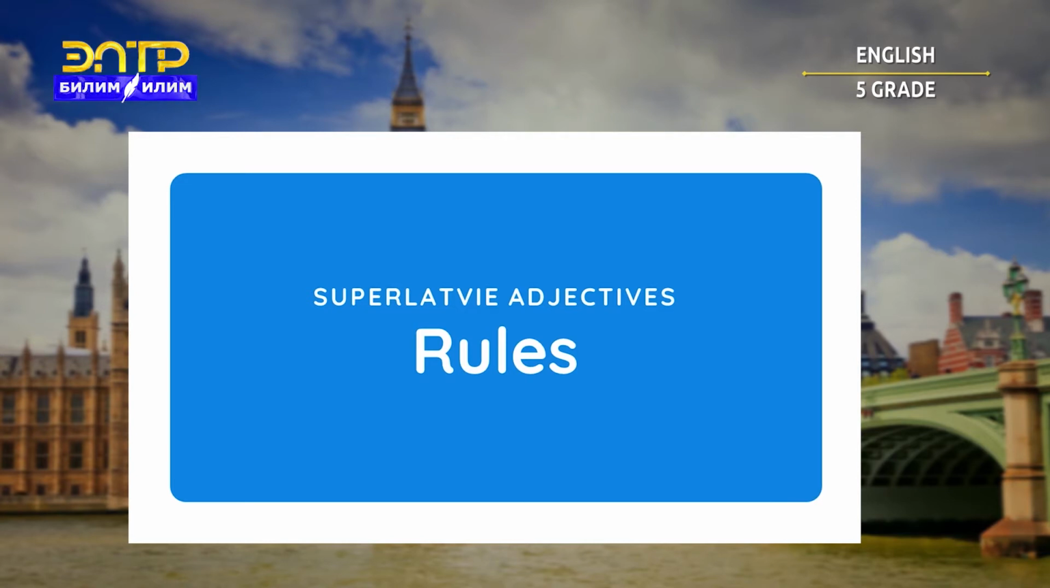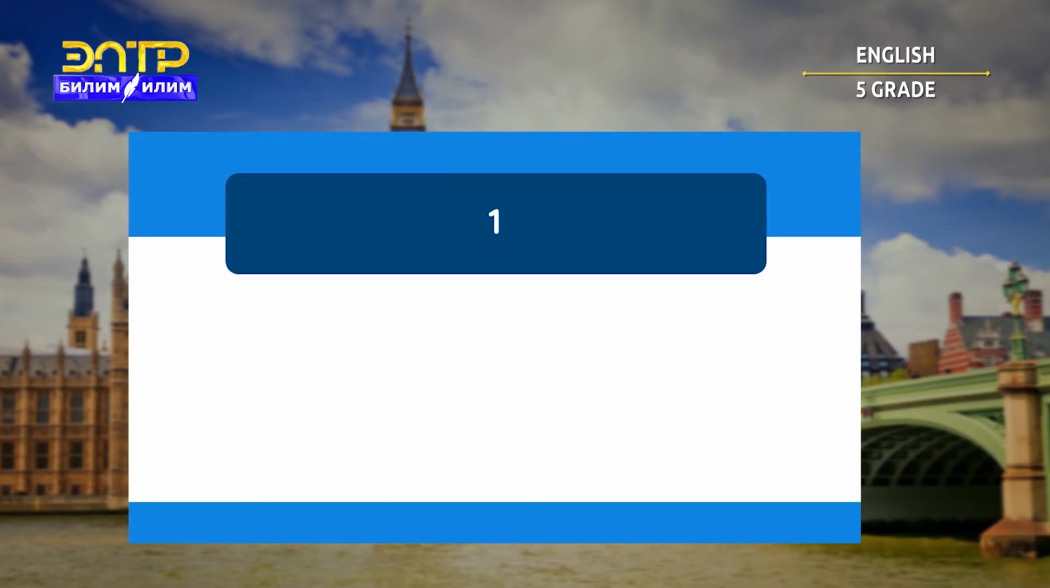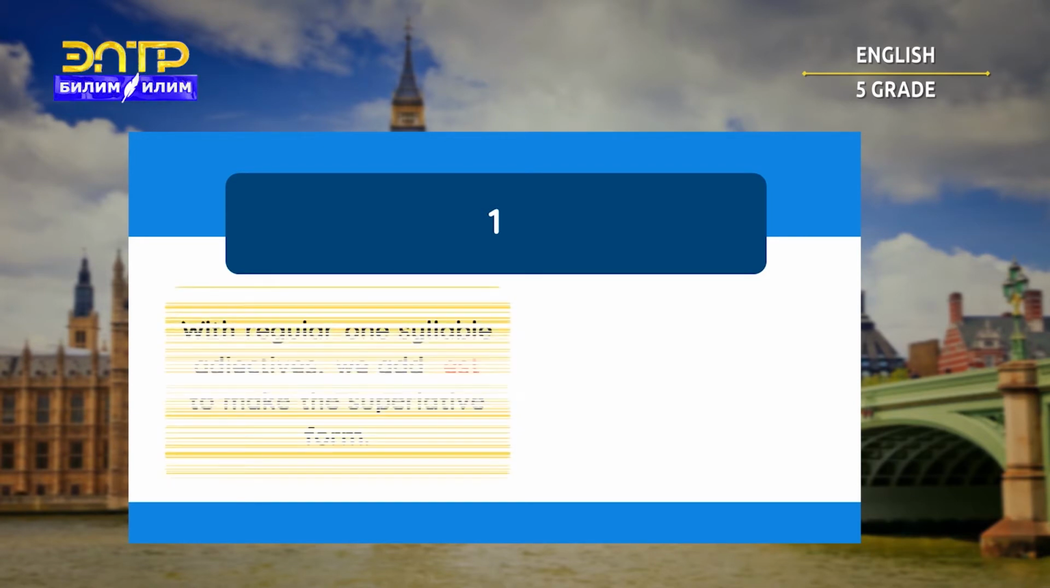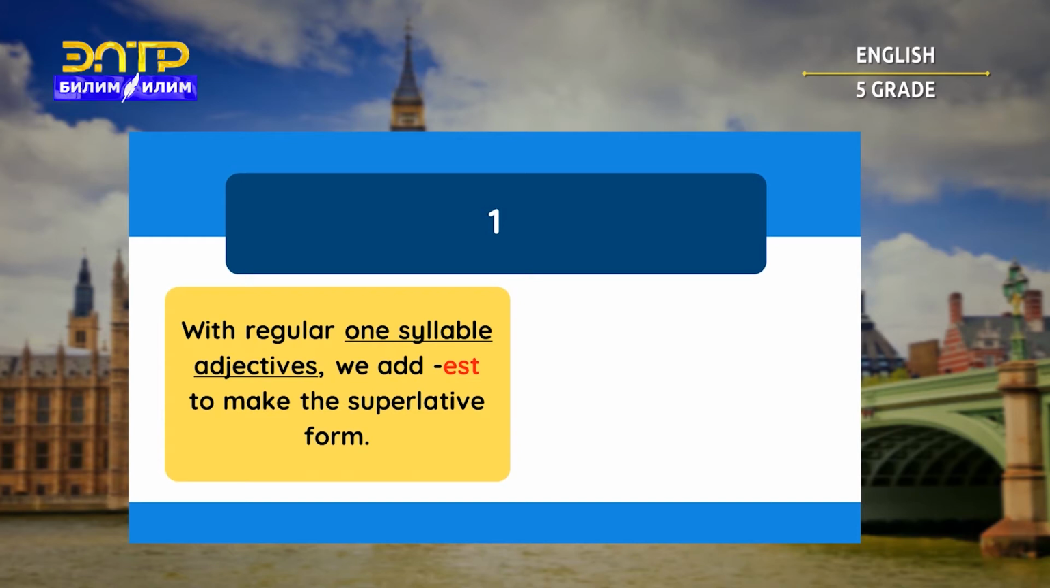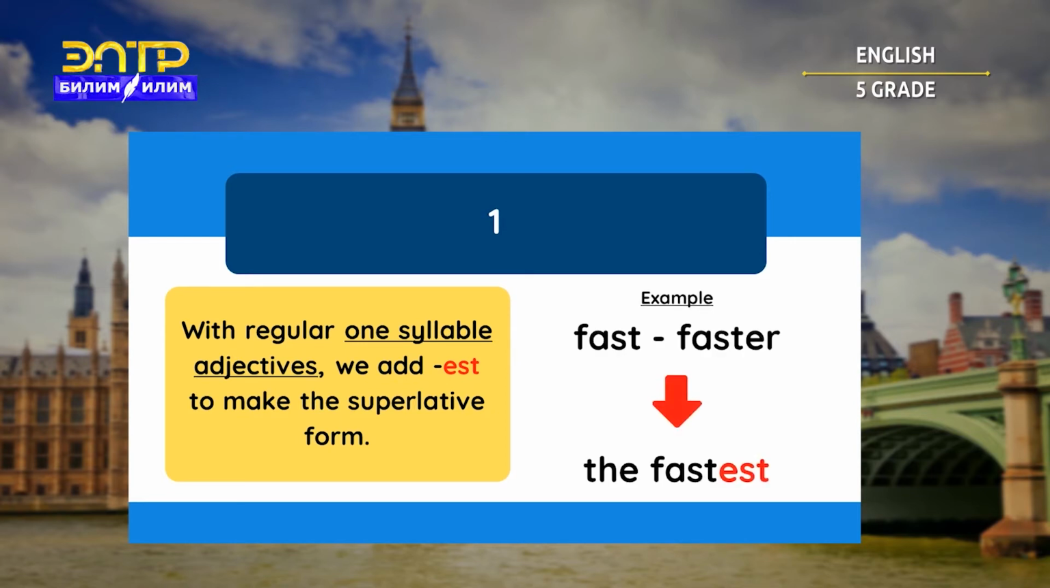There are rules that we must follow to make superlative adjectives. The first rule says that with regular one-syllable adjectives, we add est to make the superlative form. For example, fast, faster, and the superlative form is the fastest.